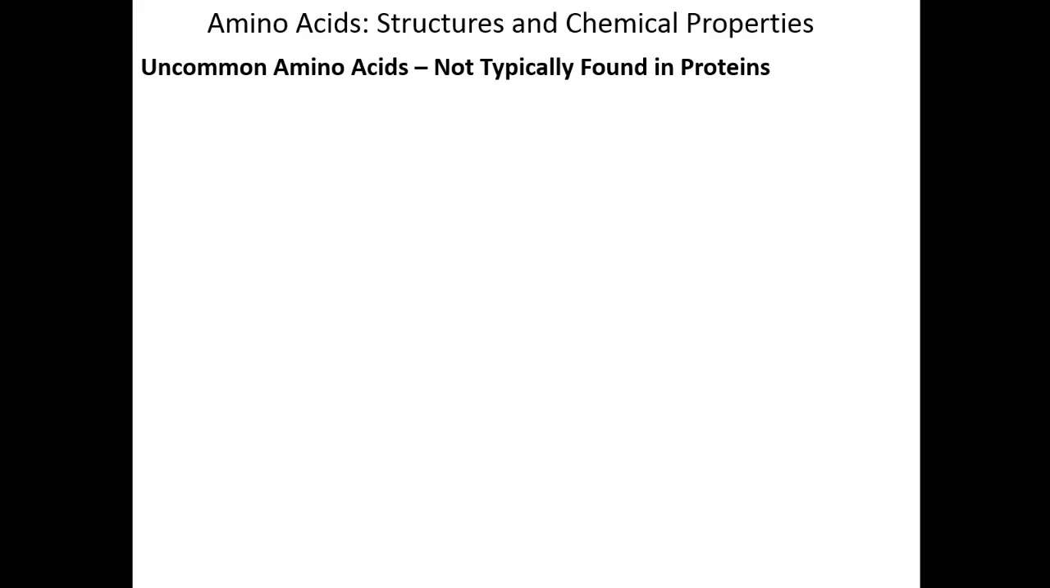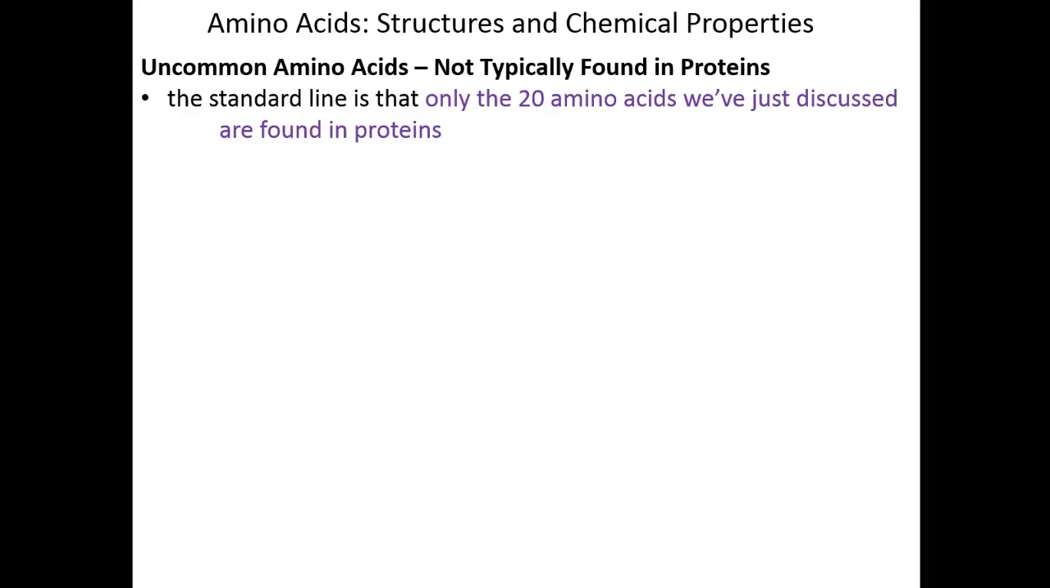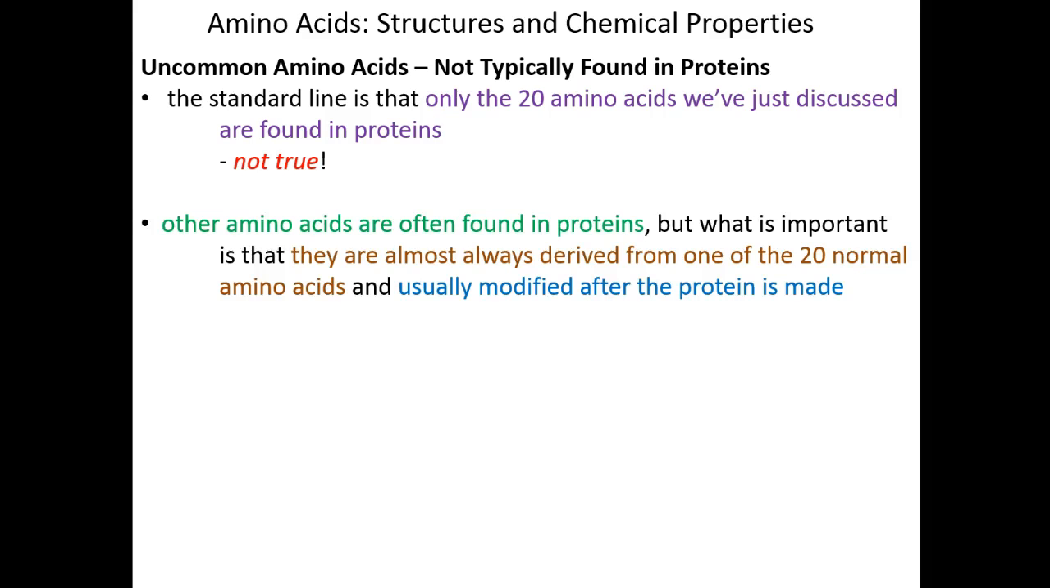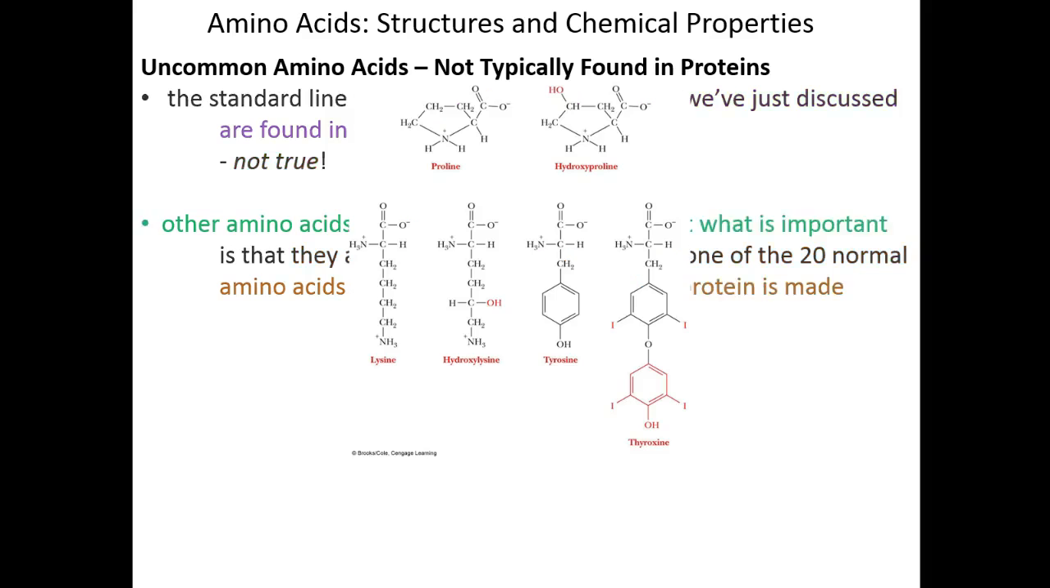There are some other amino acids that go beyond the 20. These are uncommon amino acids that aren't typically found in proteins, but they are present, although rare. So I told you that there are 20 amino acids found in proteins, but that's not entirely true. These other amino acid derivatives can be found in proteins as well, but in very, very small numbers. Also, they derive from the normal 20 when they're being made.